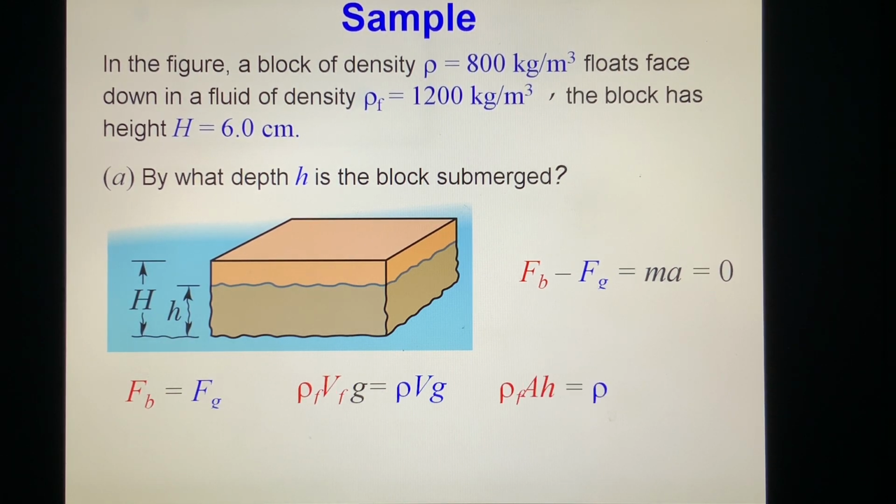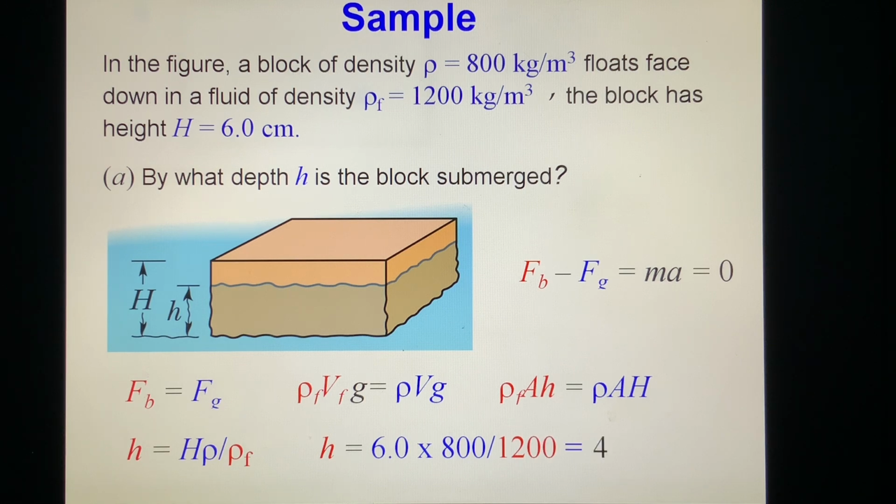The submerged V equals area multiplied by h, and the total V is area multiplied by big H. We know both of them. So in this case, h equals H rho over rho_F. We put the numbers in, using centimeters as the unit, and we get 4.0 centimeters. The key point is this one. That's physics: the buoyant force equals the gravitational force.